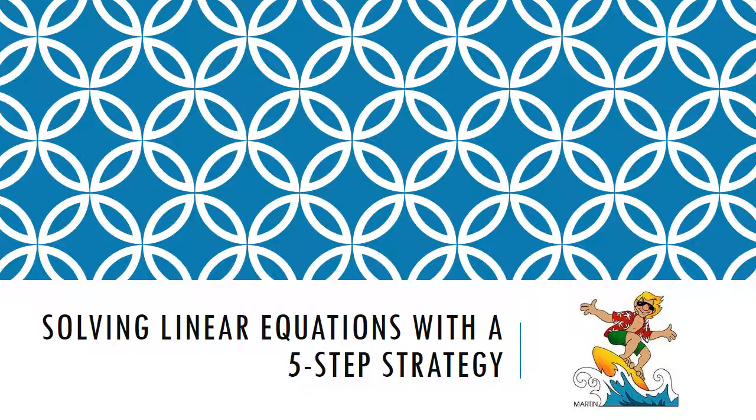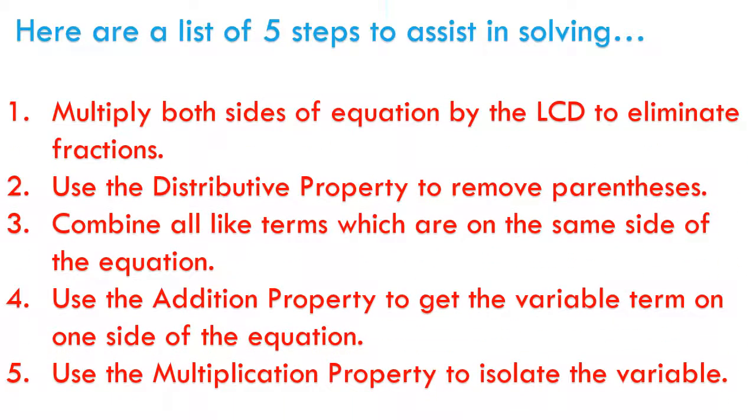Today we're going to talk about solving linear equations with a really cool 5-step strategy. The 5 steps are: 1. Multiply both sides of the equation by a least common denominator to eliminate fractions if they exist.